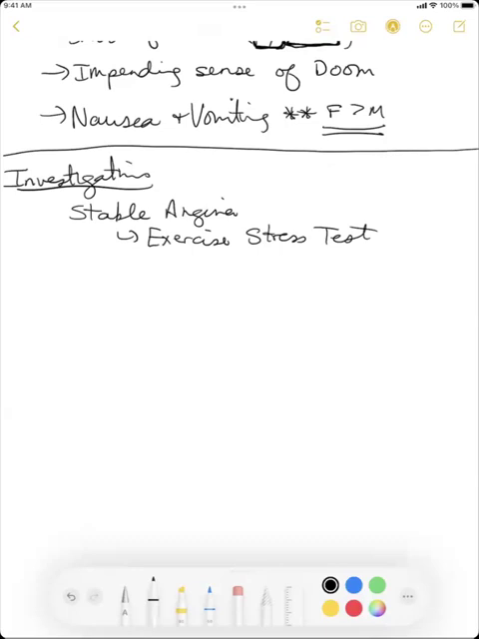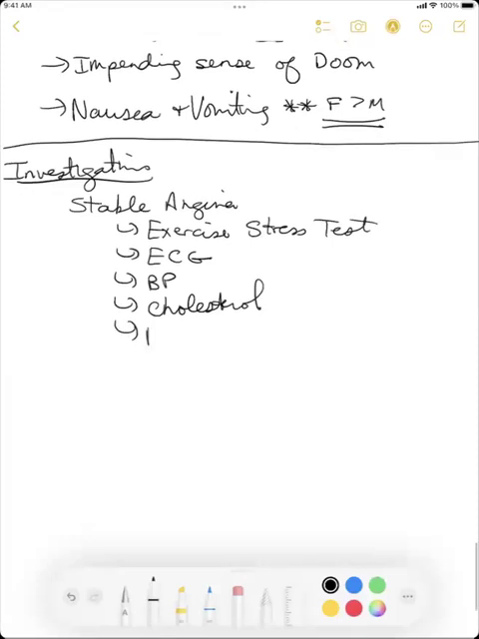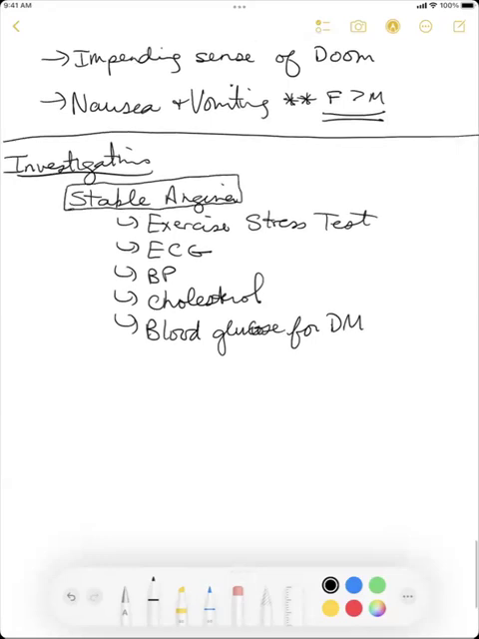So for the exercise stress test, we will do an ECG. We're going to measure blood pressure. We're going to measure cholesterol. And we're going to check blood sugar, blood glucose, for diabetes mellitus. That's how we work up stable angina for the most part.